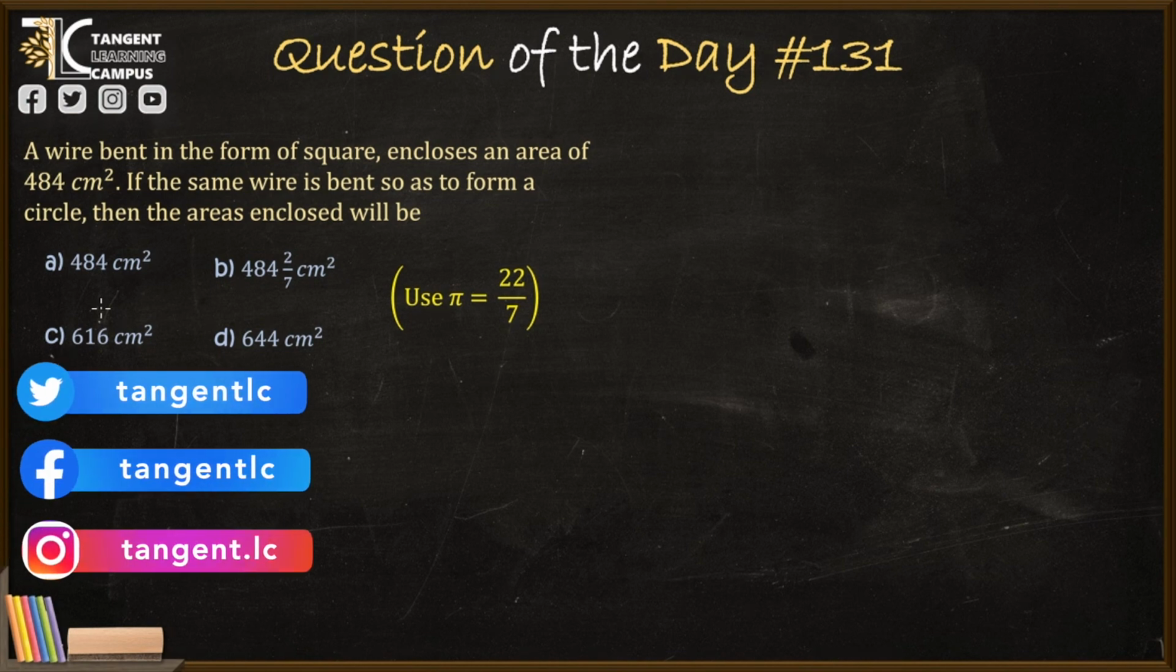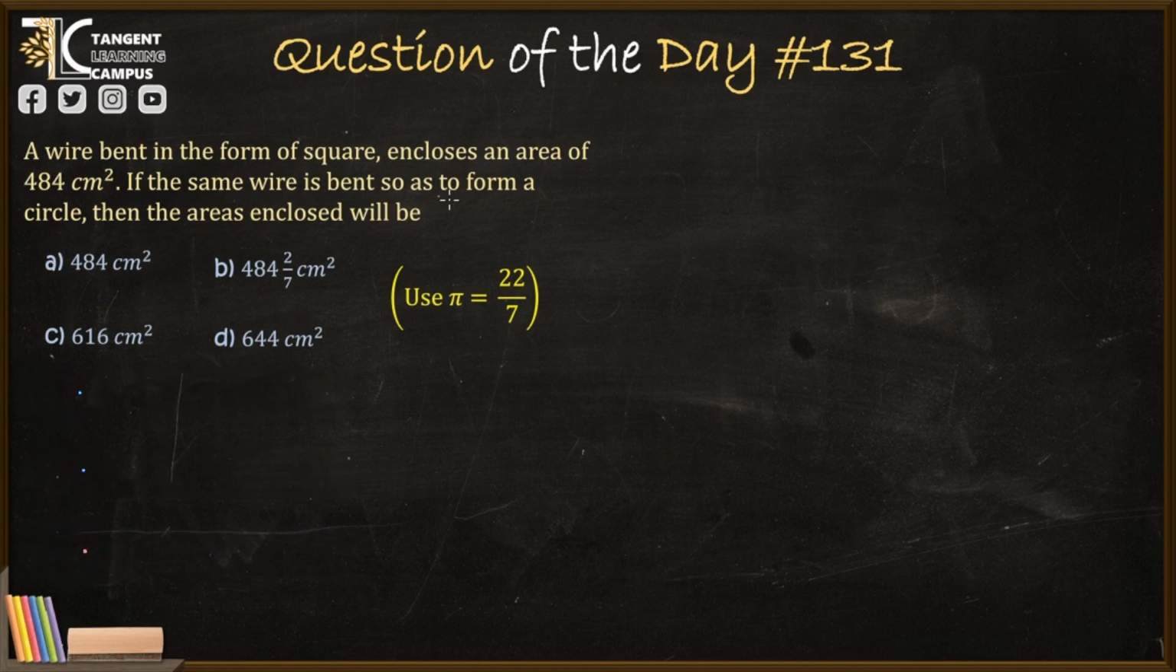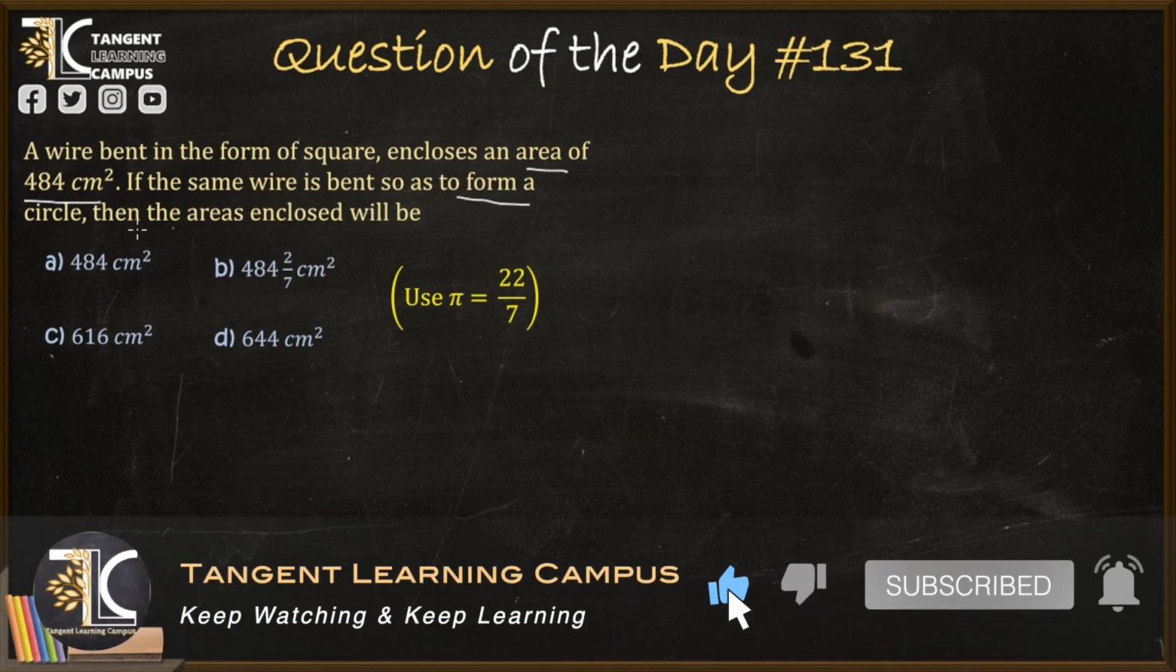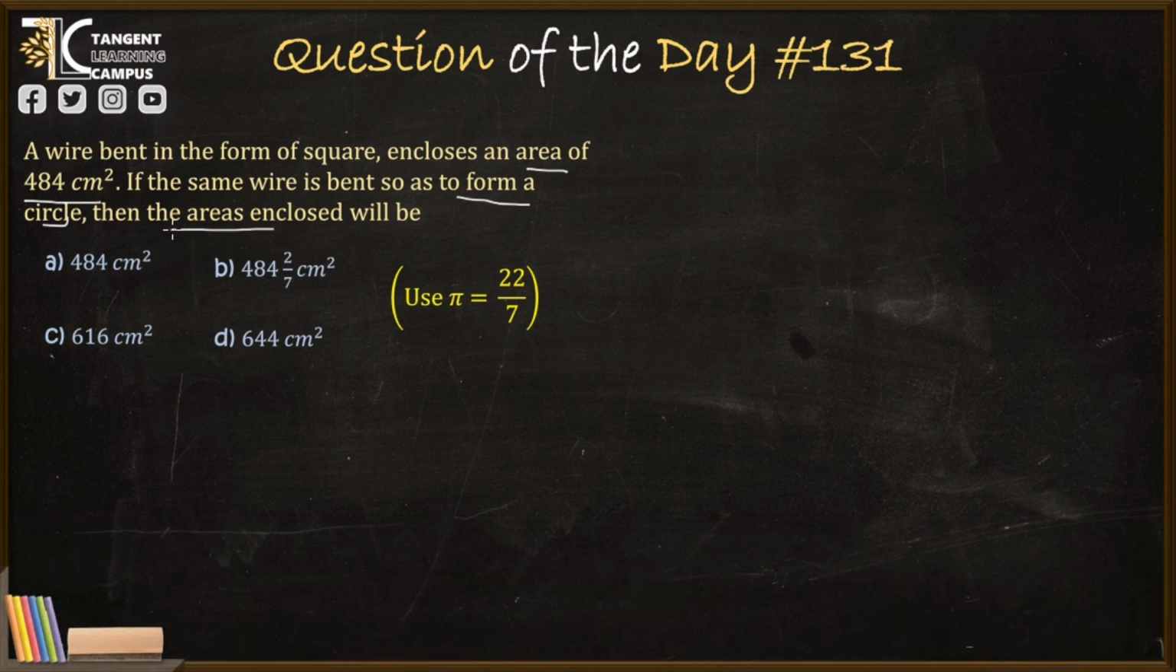So let's check out the question. A wire bent in the form of a square encloses an area of 484 square centimeter. If the same wire is bent so as to form a circle, then the area enclosed will be. So basically here in this question, we have to find the area of circle. Now let's start with the solution.